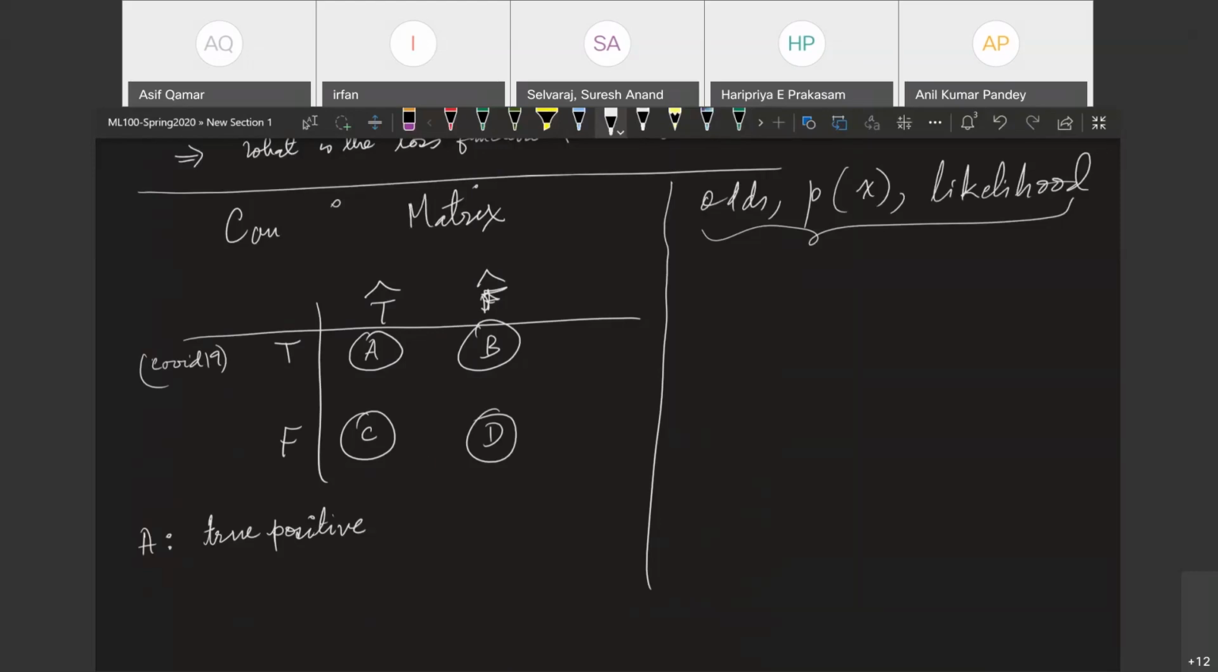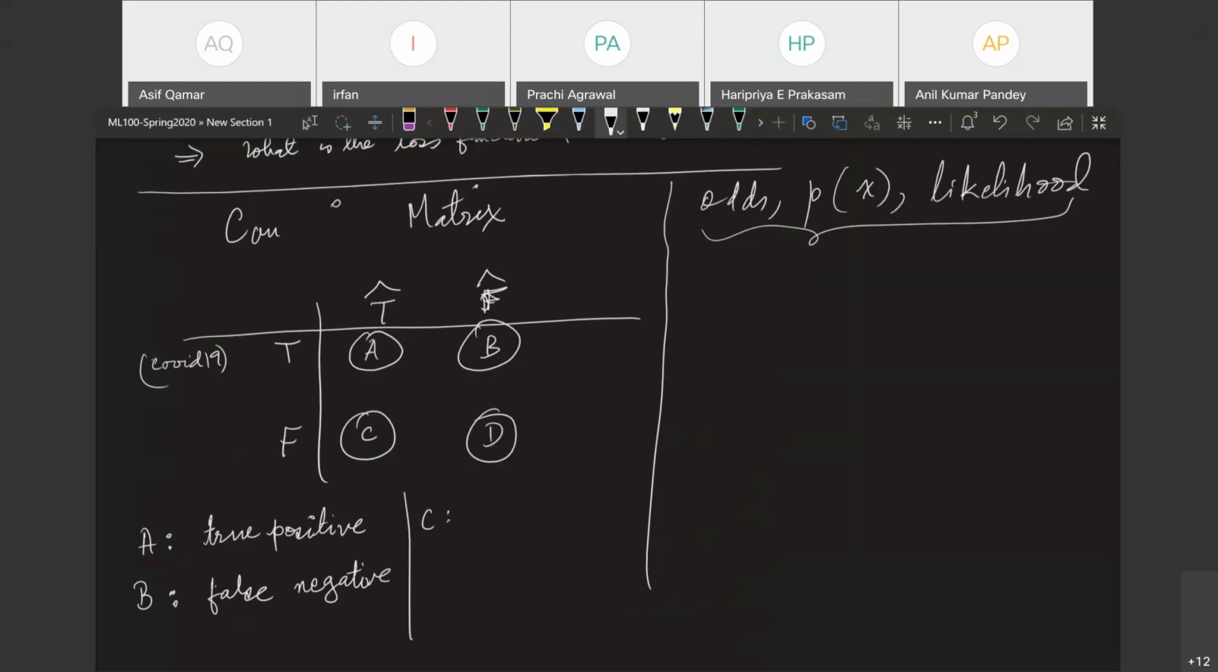Then B would be what? There was a person sick, and you detected it as not having the disease. So this would be what? It is a false negative. Because you mark this guy as healthy, but the person is actually sick.